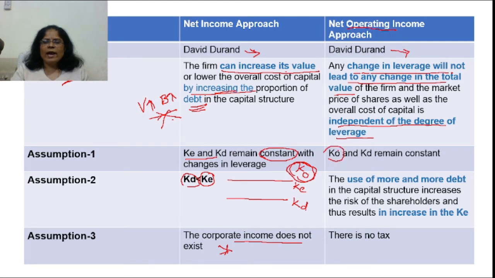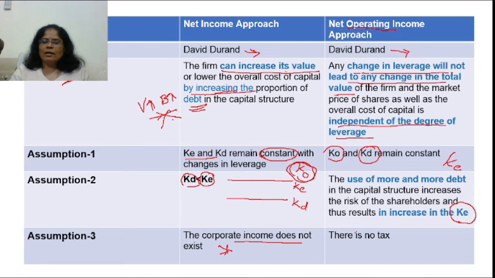Now let us see the assumptions under net operating income. One is that KO and KD remain constant. See, in the previous one, net income, it was the cost of equity; here it is the cost of capital. Then what is going to change? Yes, of course, KE is going to change. The second assumption under the net operating income approach is that use of more and more debt is going to increase the cost of equity, not the value of the firm.